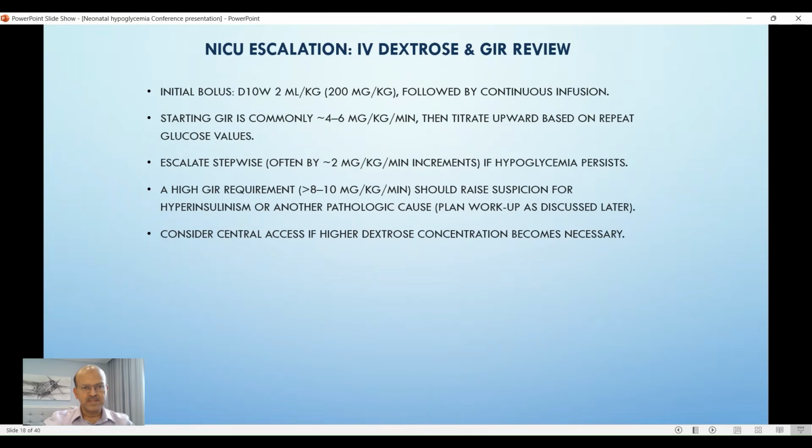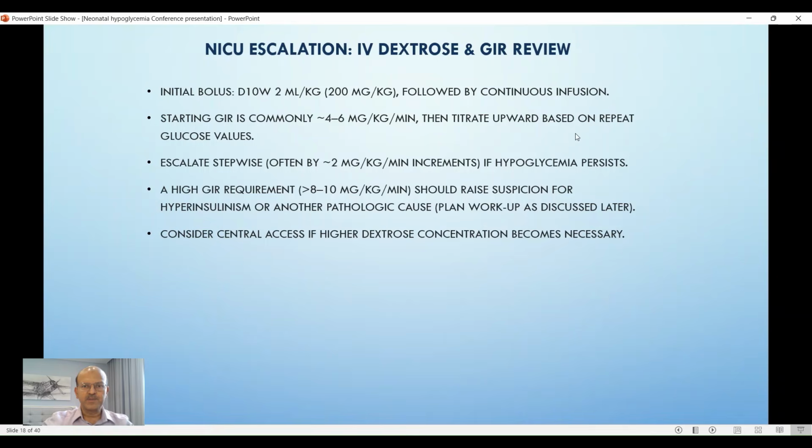The initial bolus is given if the sugar is less than 20 usually, and you start with 2 ml per kilo. If the baby is asymptomatic, you don't need to give the bolus if it's more than 20. If the baby is symptomatic, you start with the bolus all the time. The glucose infusion rate, I will come to that next. It's commonly 4 to 6 milligram per kilogram per minute.